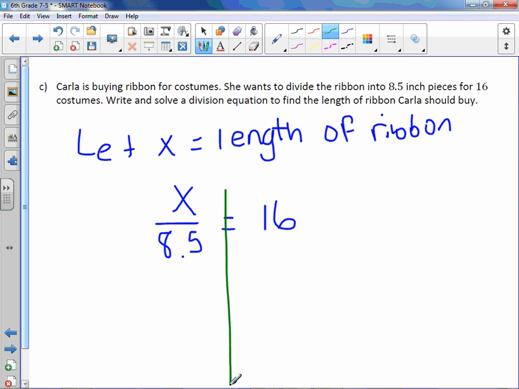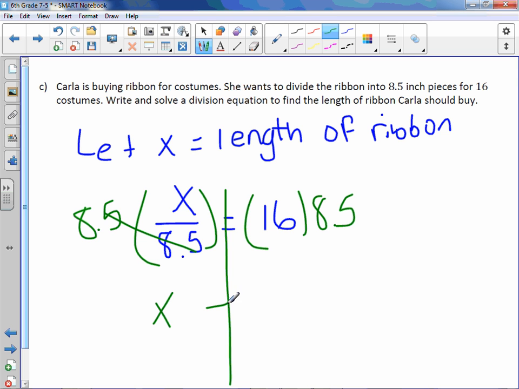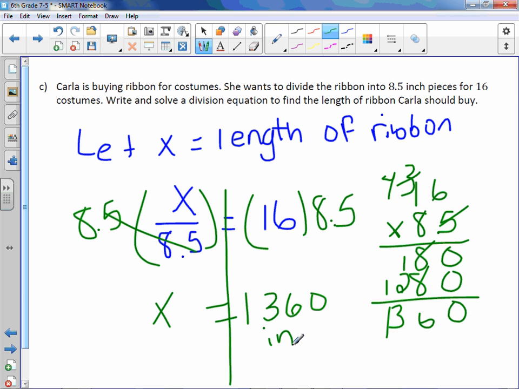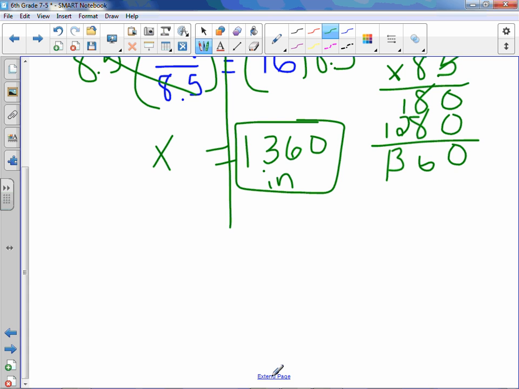To get rid of division by 8.5, we are going to multiply by 8.5 on both sides. X equals. Do the multiplication. It's like 1,360 inches. But let's do that check. That's quite a big number.